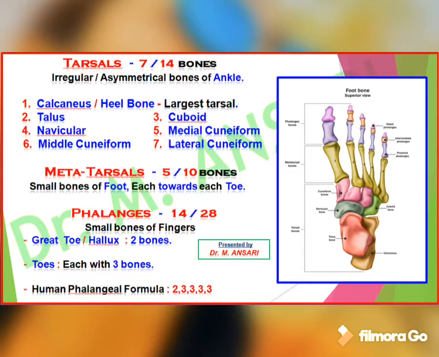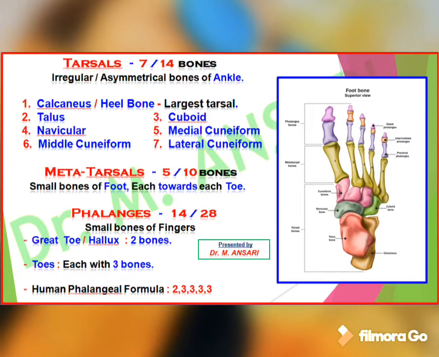These 7 tarsals are calcaneus, which is also called heel bone. Calcaneus or heel bone is the largest tarsal, while the others are talus, then cuboid, navicular, medial cuneiform, middle cuneiform and lateral cuneiform. So like this, 7 tarsals are present in the ankle region. Foot consists of 5 metatarsals. These are small short bones radiating towards each toe.